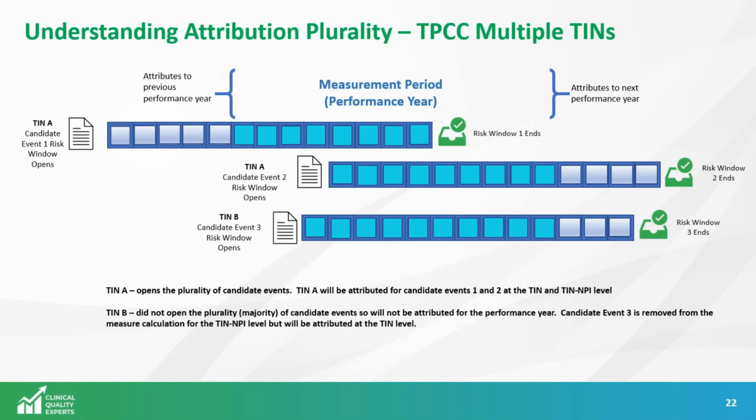But if you take a look, that only applies to the first 10 months of the candidate 3 event. The last 3 months are open to attribution for TIN B because it does extend into the next performance year. So depending on whether other candidate events are open and who has plurality during that time, TIN B may very well be attributed for those last 3 beneficiary months. Next slide.